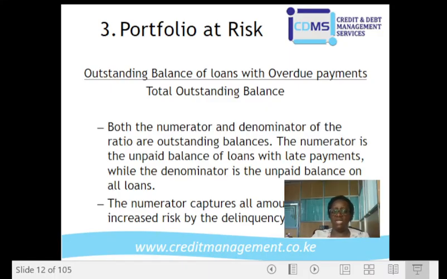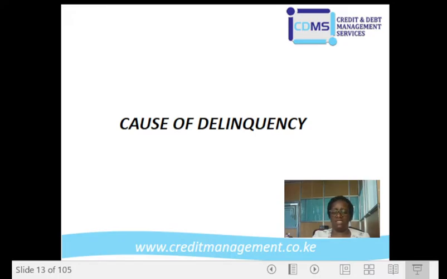So for both numerator and denominator, the numerator is the unpaid balance of loans with late payments. We assume everything on those loans is at risk. And then the denominator is the unpaid balance on all the loans, so all the loans with unpaid balances divided by total outstanding balances. The numerator captures the amount placed at increased risk by the delinquency, because the more the delinquency, the higher the chances that the entire loan is going to be defaulted. That is what we try to establish when we are looking at portfolio at risk.